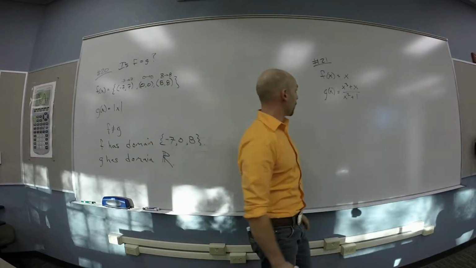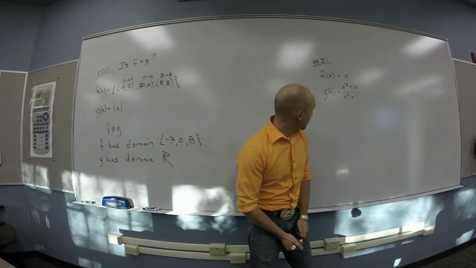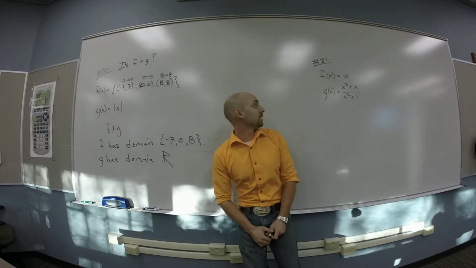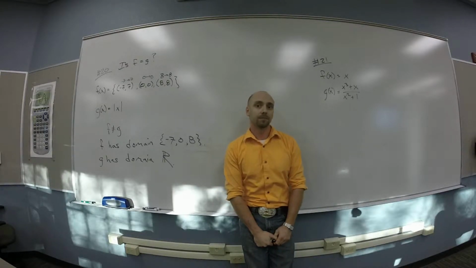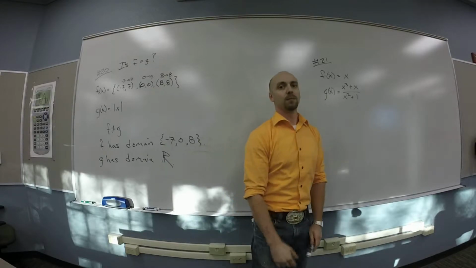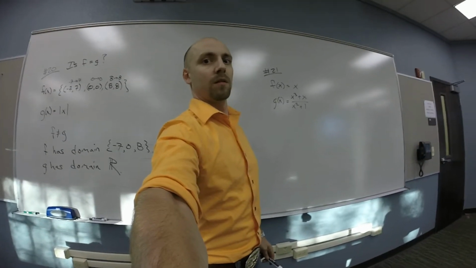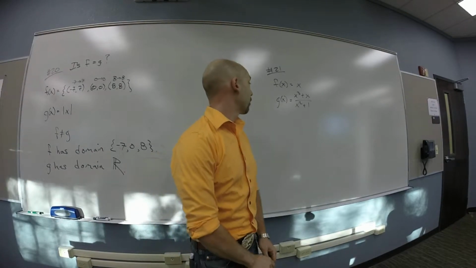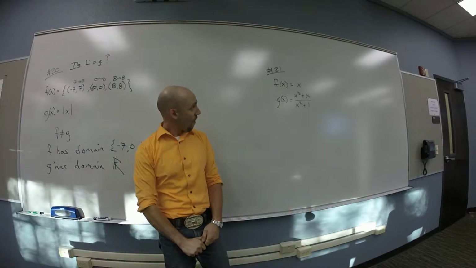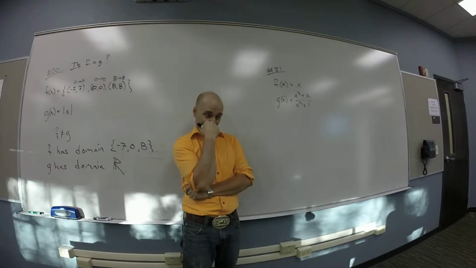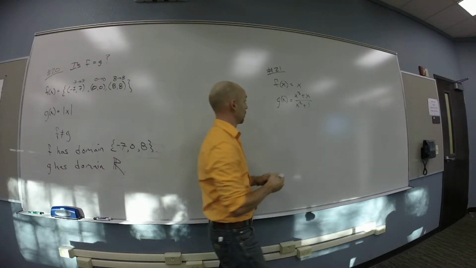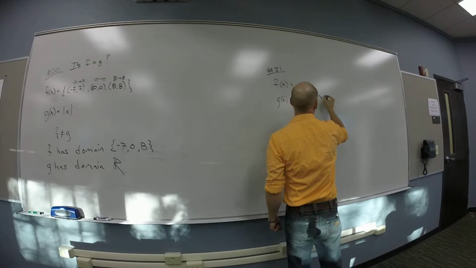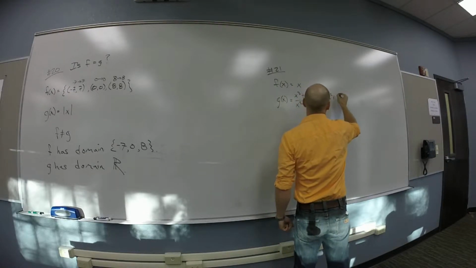All right, so how about for 21? I've got f of x is x, and g of x is x cubed plus x over x squared plus 1. Well, you know for a fact that they agree when x is 1. Well, you can factor it, though. For the top of g, if you factor out a single x, you get x squared plus 1, and then they cancel, and then you just have x.